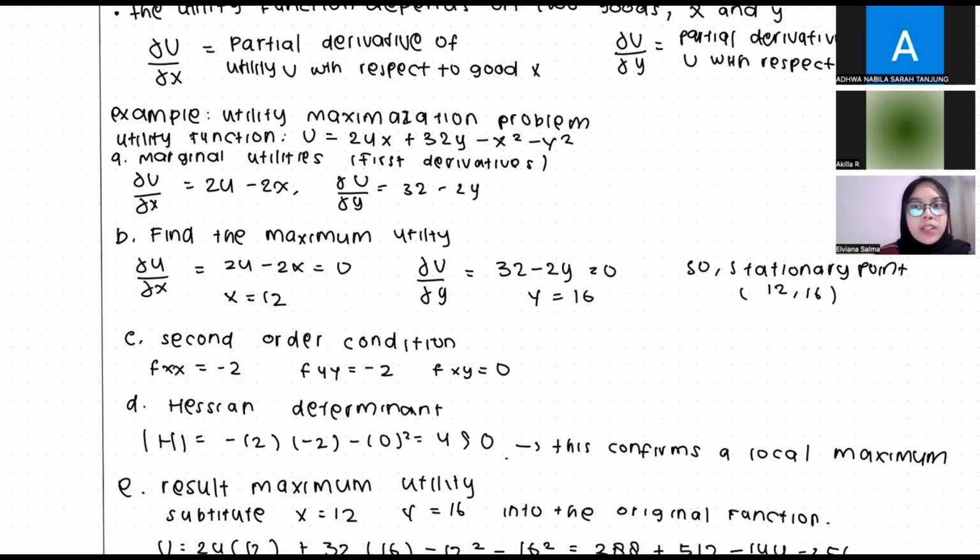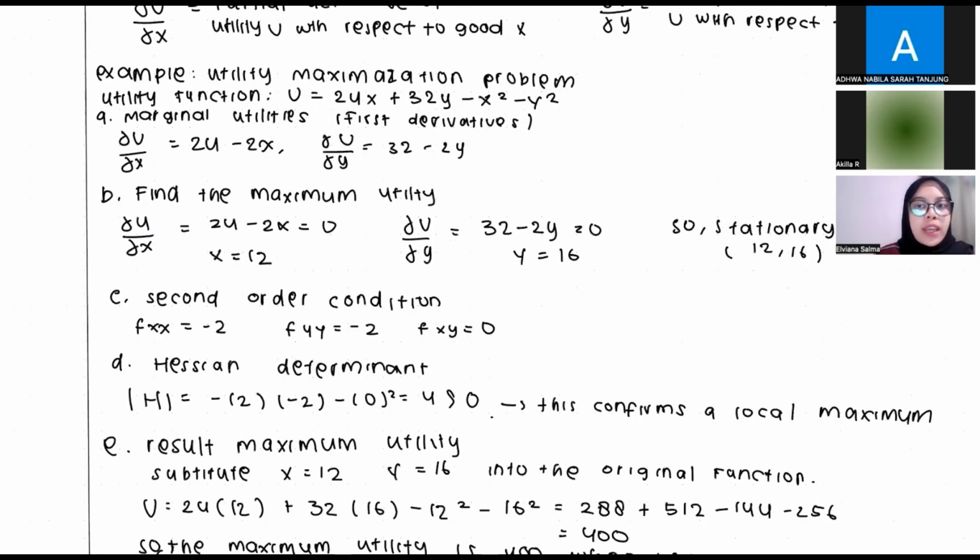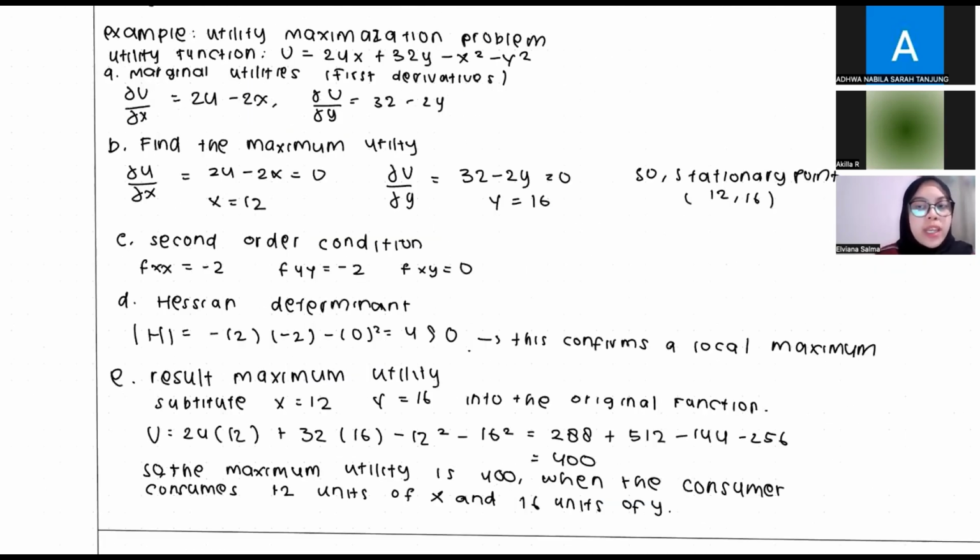Set the first order derivative to 0, and then we got x is 12 and y is 19. So the stationary point is 12 and 19. The third step is second order condition. The f double x is minus 2, and f double y is minus 2, and f xy is 0.